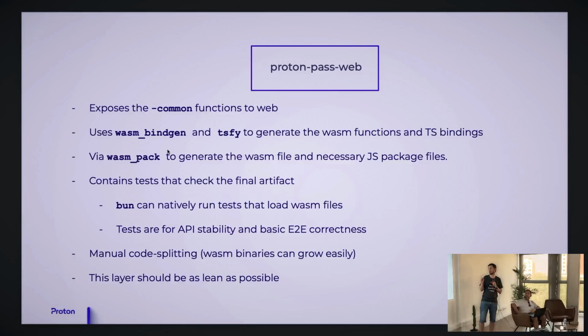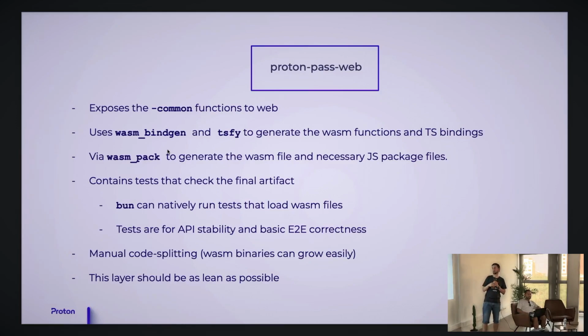Basic end-to-end correctness, but all the tests of the library should be in the Proton Pass common crate. We also implemented some, let's say, not so fancy techniques for manual code splitting, because as WASM binaries can grow pretty big in size, we needed to make sure that we were not shipping to the clients 7 megabytes of a WASM file. What would happen is that they would access the product, wait for a while until the final WASM downloads, and then they would start seeing something, because WASM that is loaded in the front end is blocking while you are loading the page.